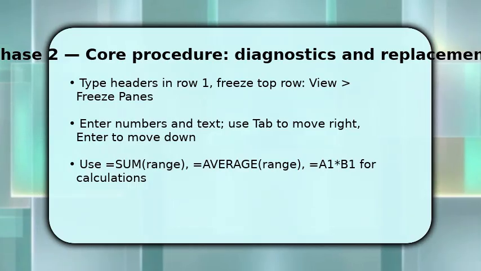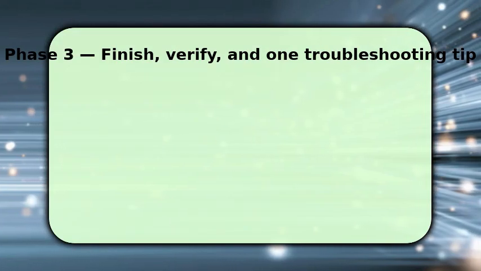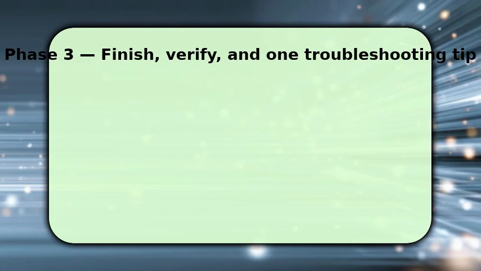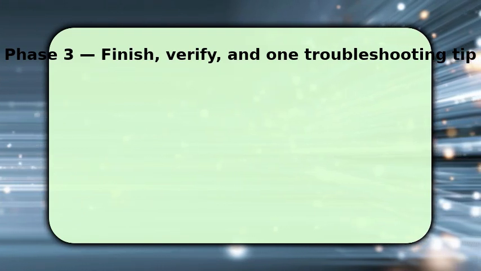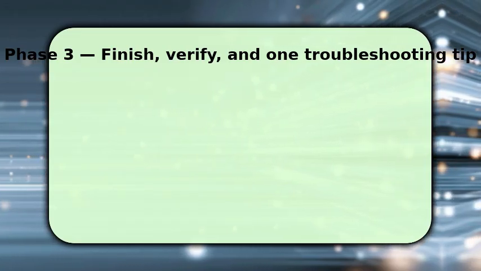Now you format and review. Apply number formats like currency or percentage so values display correctly, and adjust column width to fit text. Use conditional formatting to flag negatives, duplicates, or values above a threshold. This helps you spot issues fast.